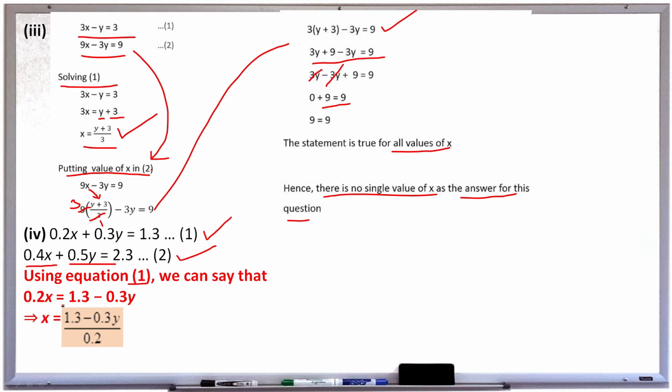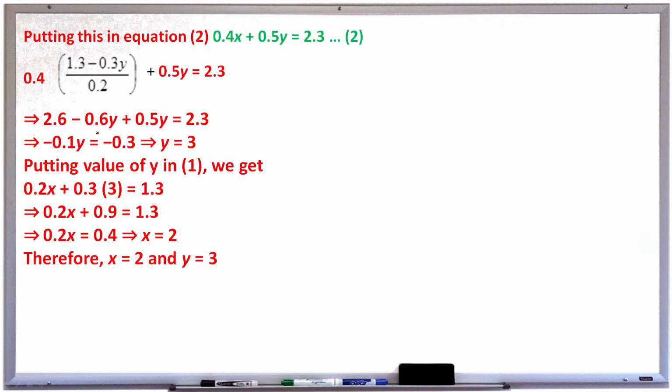0.2x, bring 0.3y to the right-hand side, so it will become minus 0.3y, like that it will come. So you can bring 0.2 to the denominator, so x is (1.3 minus 0.3y) by 0.2. Putting this value in equation number 2. This is equation number 2. There we are going to put the x value.